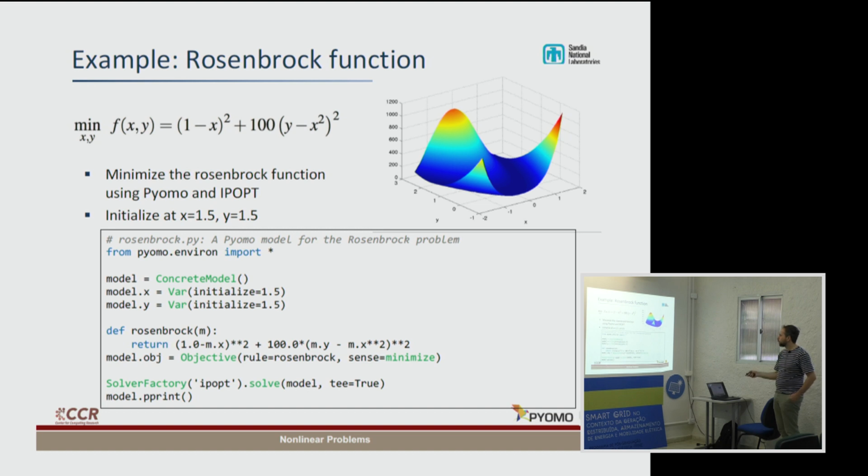Rewrite the objective with the rule that we defined above, and this is a minimization problem. So we write sense equal minimize. We pick the solver IPOPT because we know that the problem is nonlinear. If we chose another one that is not for a nonlinear problem, there would be an error. Let's do that.